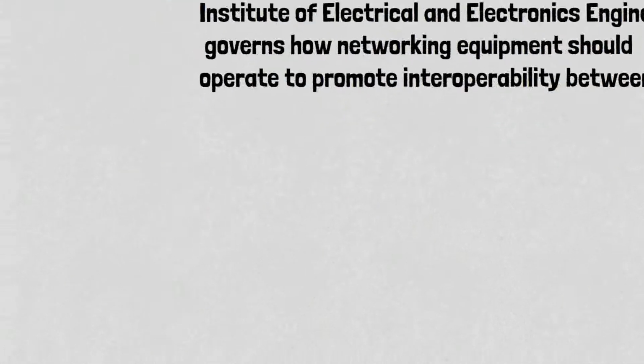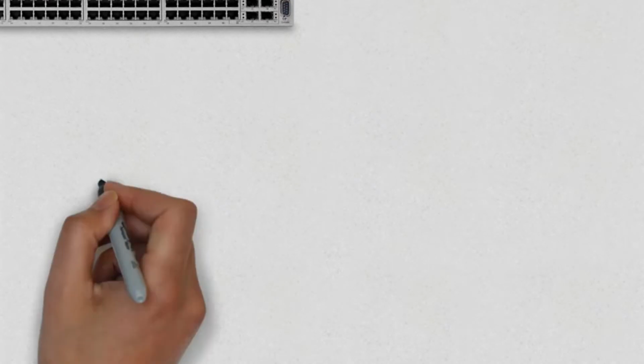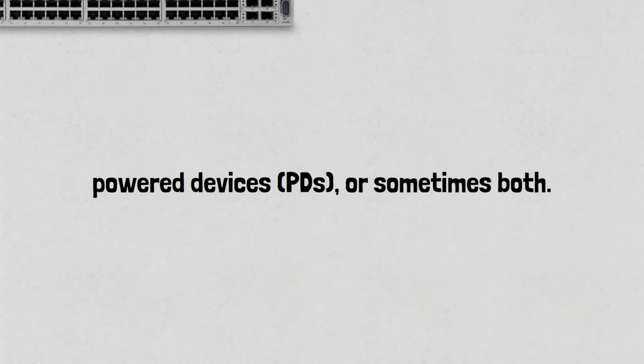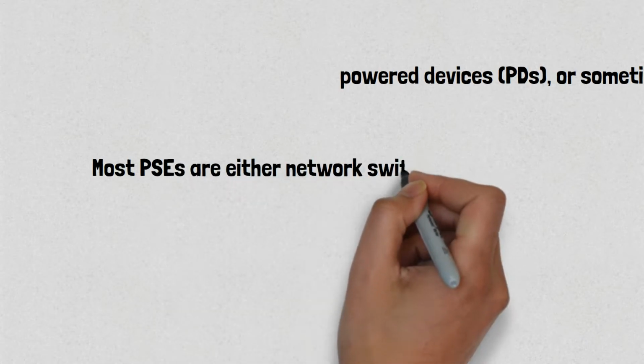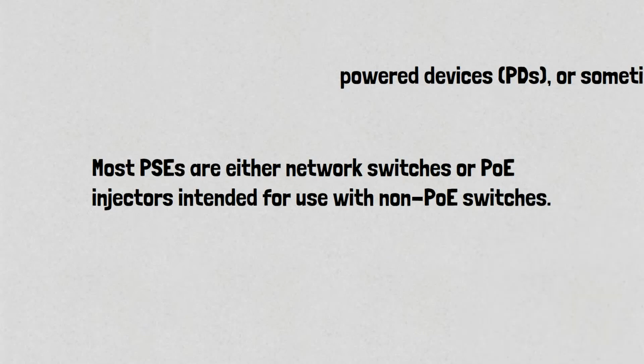PoE-capable devices can be power sourcing equipment, PSE, powered devices, PDs, or sometimes both. The device that transmits power is the PSE, while the device that is powered is a PD. Most PSEs are either network switches or PoE injectors intended for use with non-PoE switches.